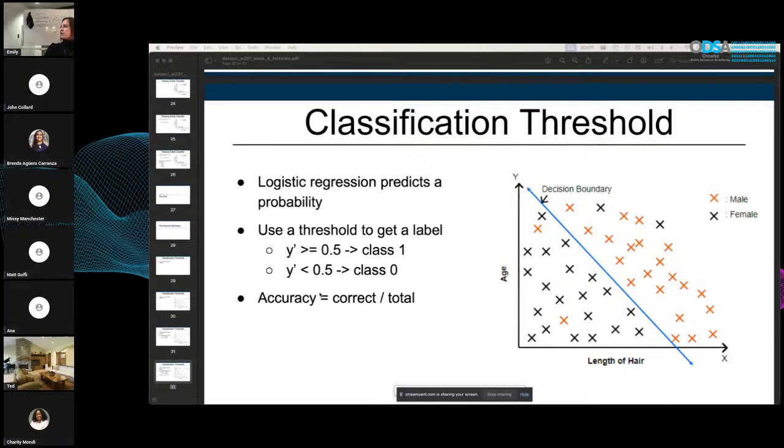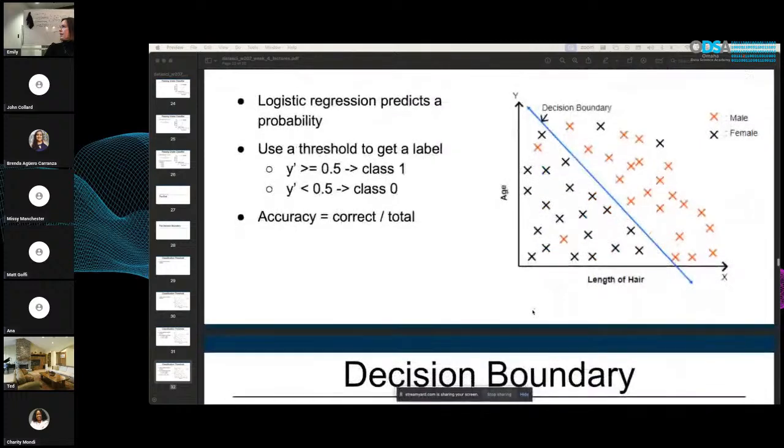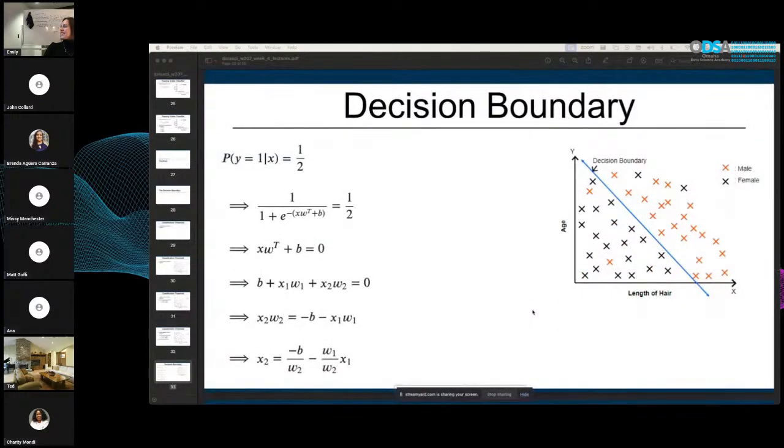We might measure accuracy as the number correct over the total. So we would count all these up, see how many we got correct. You can see there's going to be 2 incorrect in here, and 2 incorrect on this side, and then divide by the total. But I won't go through this. You don't need to know this for the test. It's somewhat interesting to me.